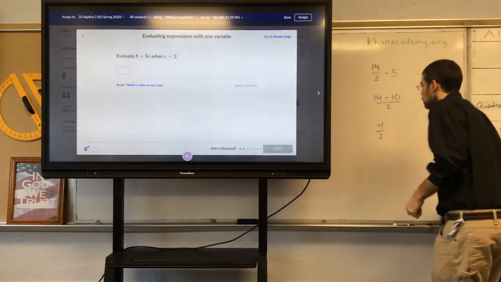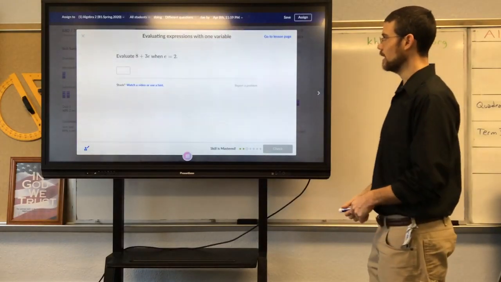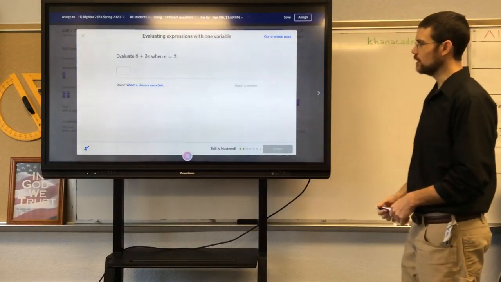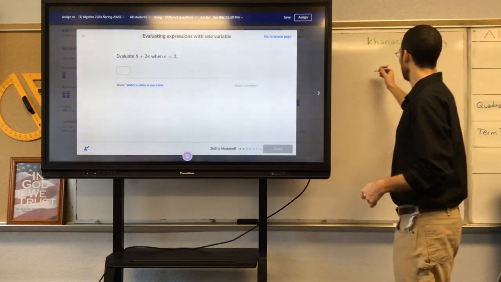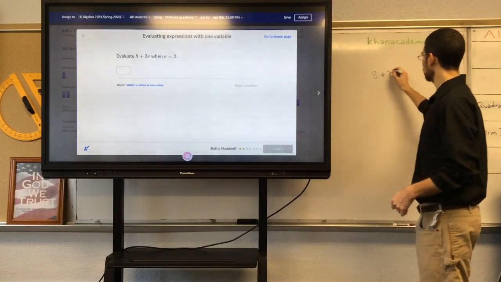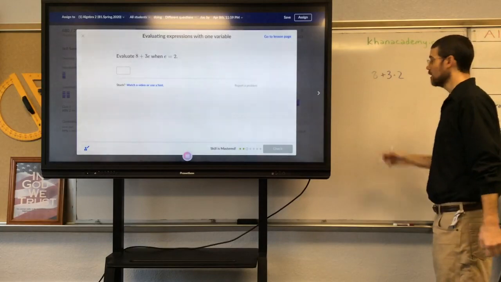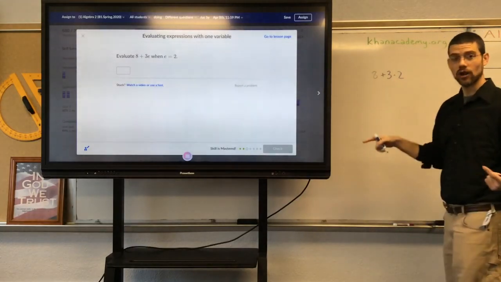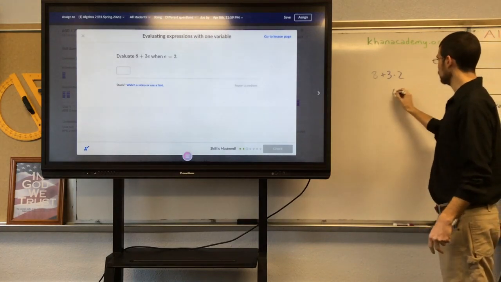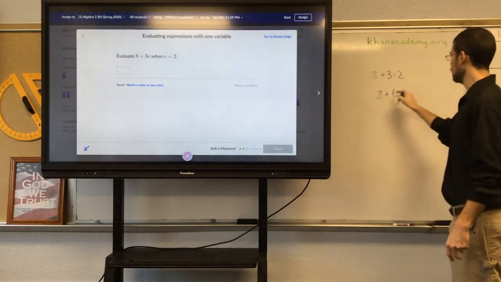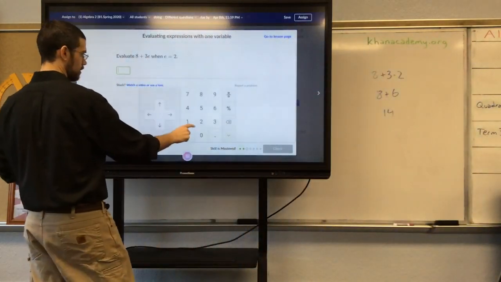Next question. Evaluate 8 plus 3e when e equals 2. So 3e is 3 times e. So 8 plus 3 times 2, because e is 2 in this case. And so we get, order of operations says we have to multiply before we can add. So 3 times 2 is 6. 8 plus 6 is 14, and that is what we will enter.